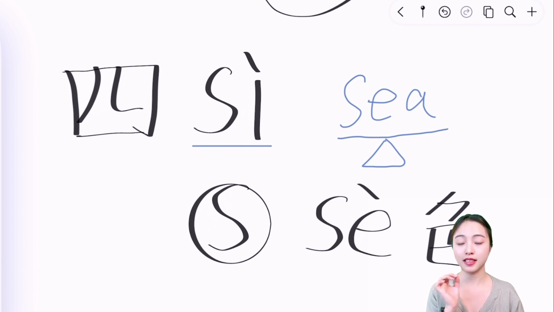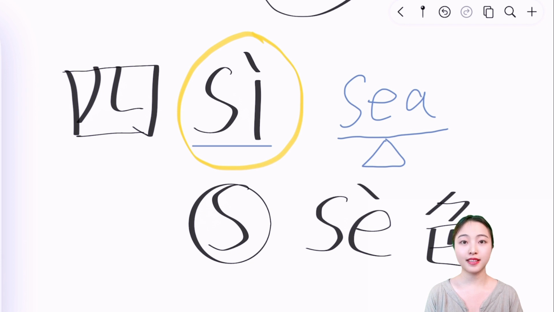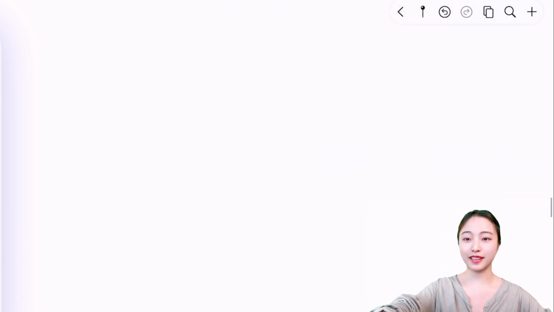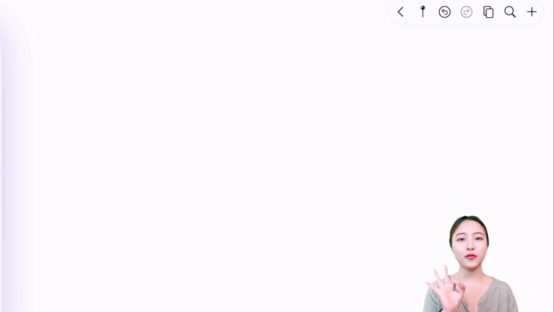四. Let's read them again and see if you can tell the difference. 四. 色. 色.